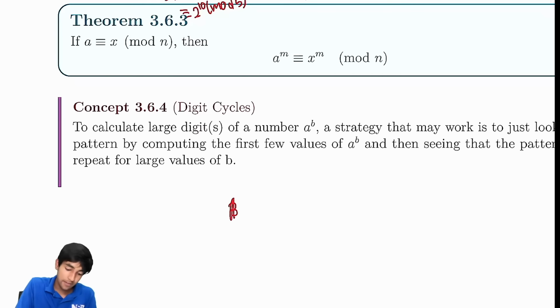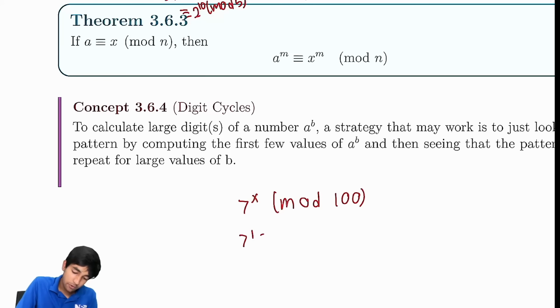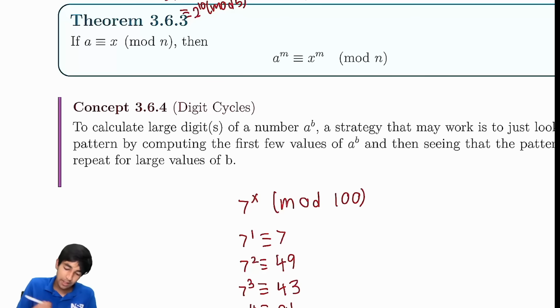And digit cycles, for example, let's say you're looking at the last 2 digits of 7 to the power of something. So let's say we're trying to find 7 to the x mod 100. There's a really cool cycle here. 7 to the 1 is 7, congruent to 7 mod 100. 7 squared is congruent to 49 mod 100. 7 cubed is congruent to 43 mod 100. 7 to the 4 is congruent to 1 mod 100. And then 7 to the 5 goes back to 7 mod 100. You see how this kind of cycles?